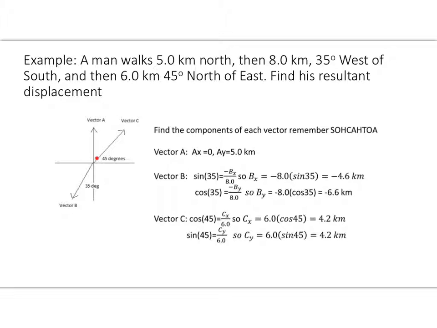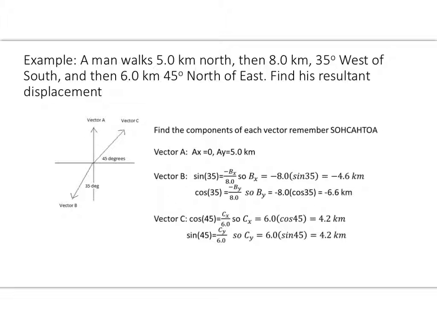Okay, finally, vector C, this one right here. This angle here is 45 degrees. So we start out with the x component, which is adjacent to that angle. So cosine 45 equals Cx divided by 6.